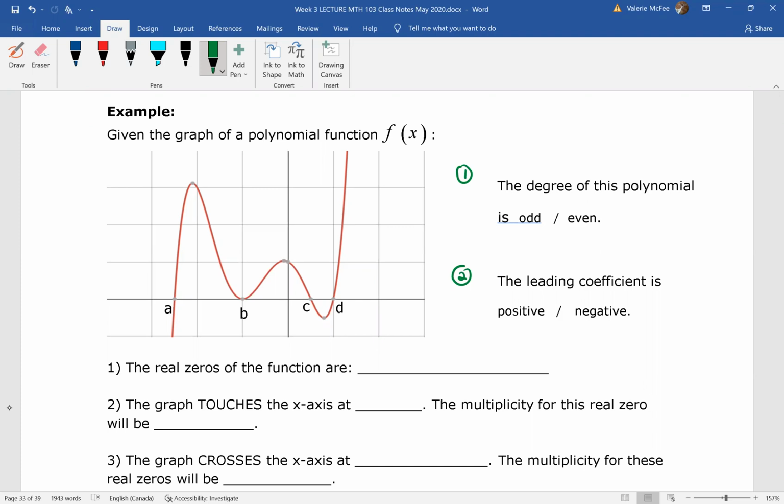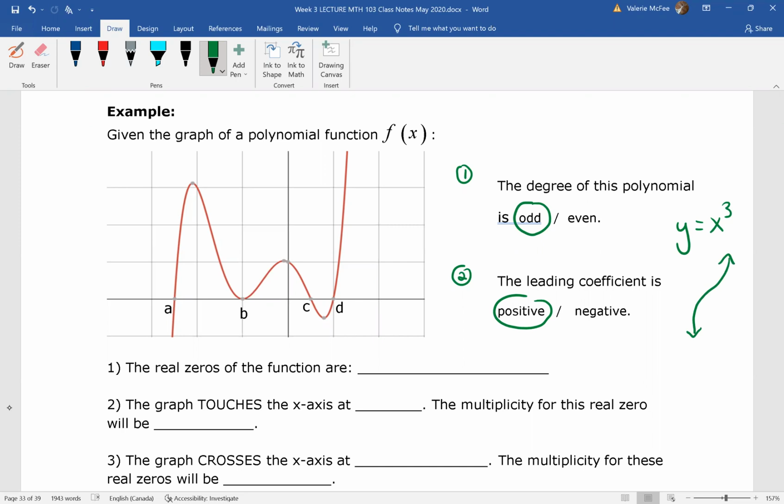If you see one end is falling and one end is rising, you know that this is a function of odd degree. What about the leading coefficient? Is it positive or negative? I hope you can see that it is positive. If I think about the graph of y equals x cubed, I know that my graph falls on the left and rises on the right, just like this example.